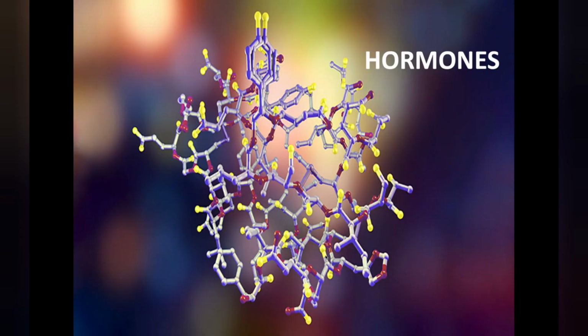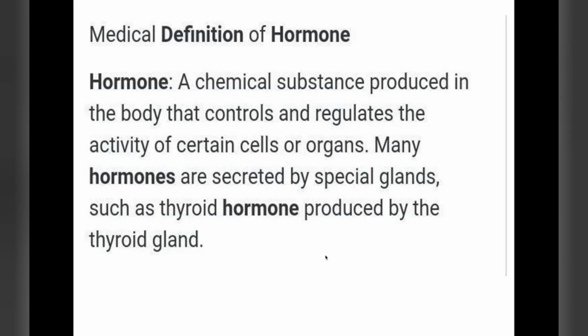So now we move on to our next topic, hormones. Hormones, as you might all have heard, are absolutely necessary for the human body. And what are hormones actually? The medical definition is given here. It is a chemical substance that is produced in the body, which controls and regulates the activity of certain cells or organs. Many hormones are secreted by special glands, like thyroid hormone is produced by the thyroid gland. So many hormones are there.